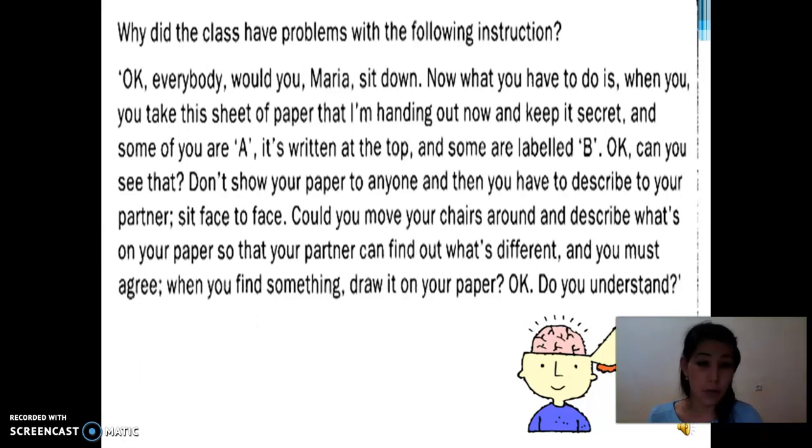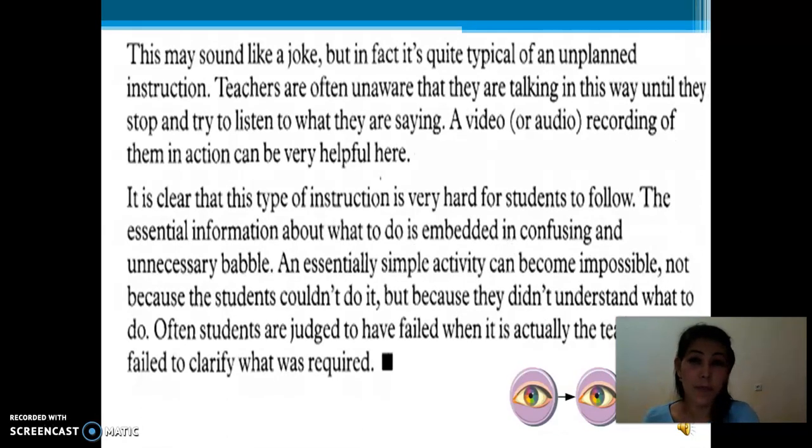For sure, in this part, the students are in a dilemma: they don't know or they don't understand what to do. And the teacher again asks in doubt, do you understand? Is it clear? And then students are in an awkward situation. This may sound like a joke, but in fact, it's quite typical of unplanned instruction. Teachers are often unaware that they are talking in this way until they stop and try to listen to what they are saying. A video recording of them in action can be very helpful.